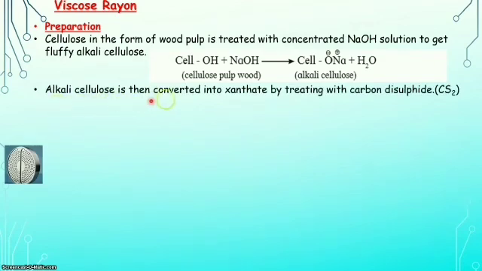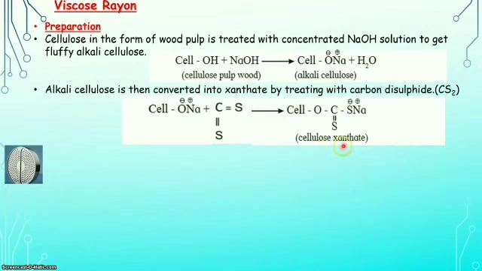This alkali cellulose is then converted into xanthate by treating with carbon disulfide, that is CS2. The reaction is, this is the alkali cellulose which is treated with carbon disulfide, and that results in the formation of cellulose xanthate. You can see here, this is the alkoxide group which is nucleophilic in nature and carbon disulfide is electrophilic in nature. Interaction between these two reactants results in the formation of cellulose xanthate.